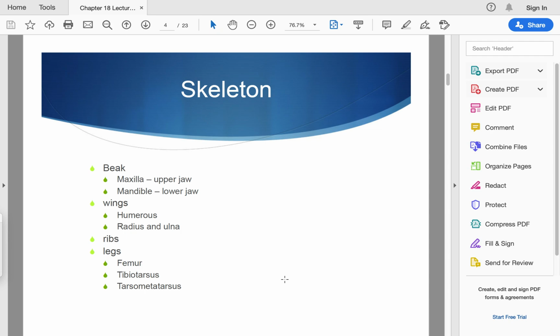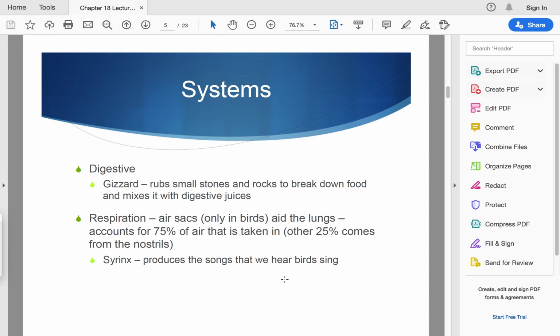All right, the wings, just like humans, birds have a humerus, and then extending out a radius and ulna, just like humans. Birds have ribs, their legs, femur, just like humans, and then they have a tibiotarsus, right, which we have a tibia and fibula, but their tarsus, meaning their tibia connects to their foot bone, and then a tarsometatarsus, right? Again, connecting their feet bones to their toes, okay? Or not their toes, their claws, all right?